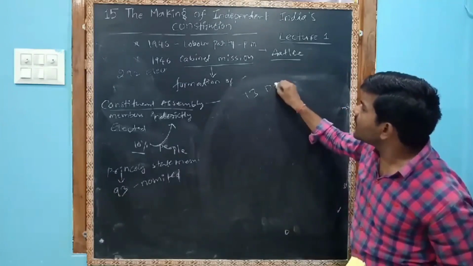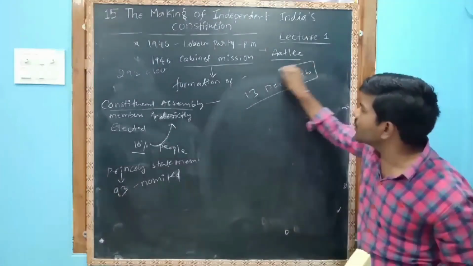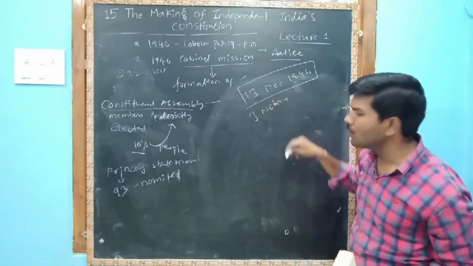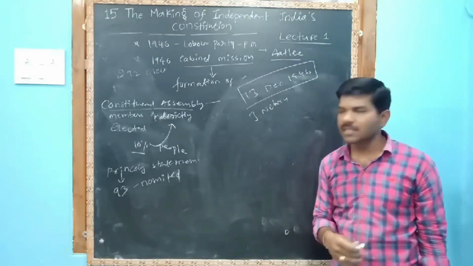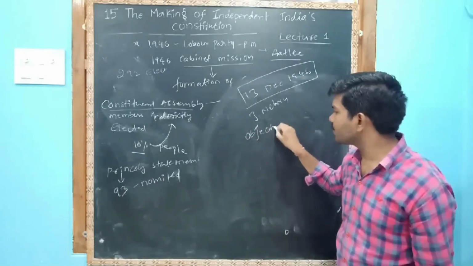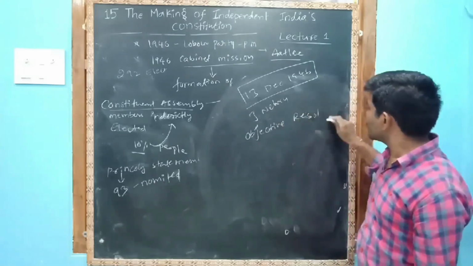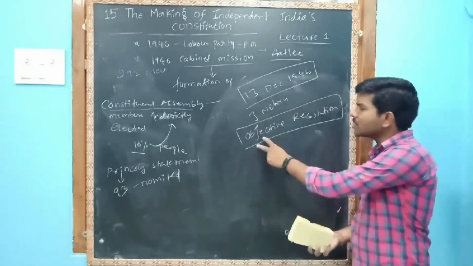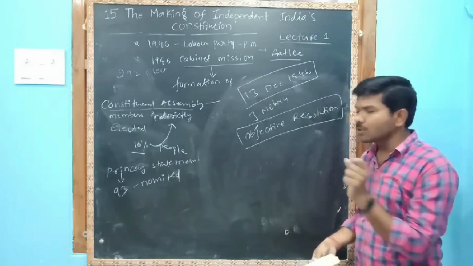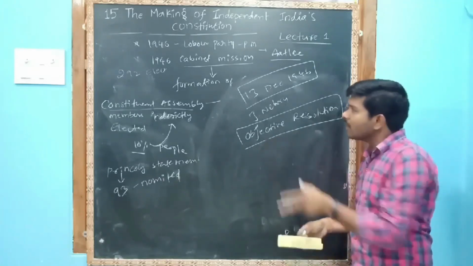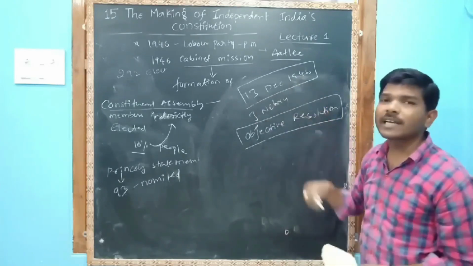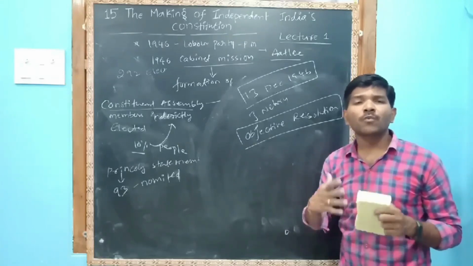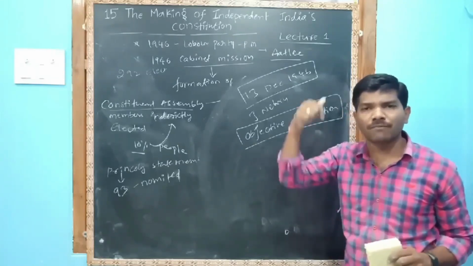13 December 1946. Jawaharlal Nehru made a historical speech that is called the Objective Resolution. This word, Objective Resolution, was not mentioned in the textbook. I repeat, the word was not mentioned in the textbook. But on 13th December 1946, a historical speech was given by Jawaharlal Nehru that we are going to make such a great constitution which can fulfill the faith and aspirations of the people of the country.